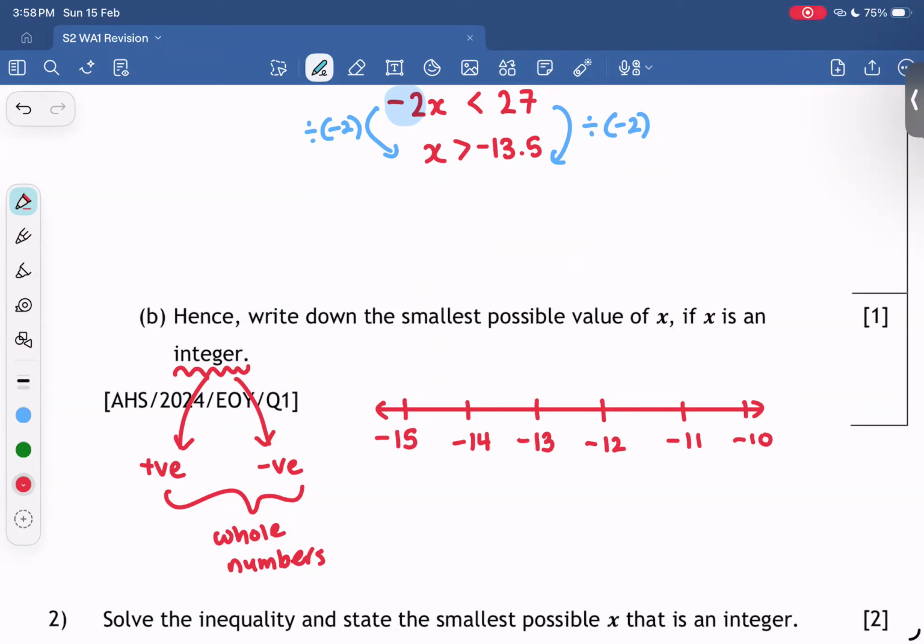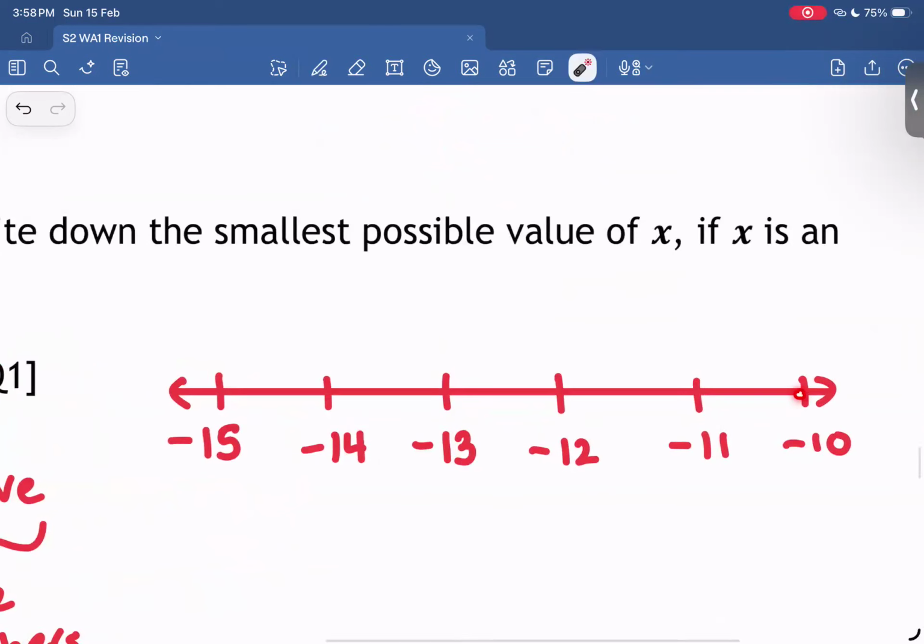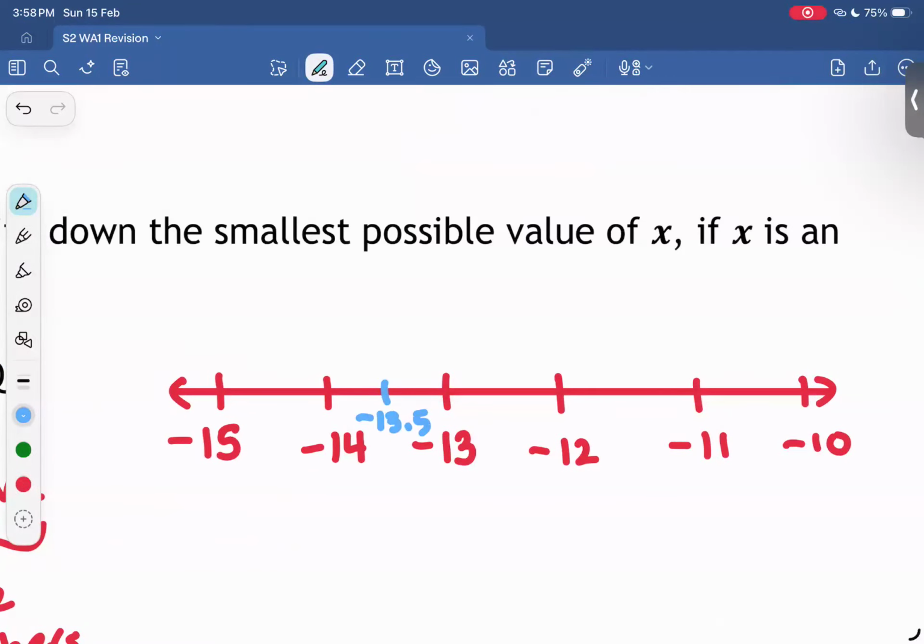Now let's locate where negative 13.5 is. Let's see. From negative 10, it will be negative 10.5, negative 11, negative 11.5, negative 12, negative 12.5, negative 13, and negative 13.5 over here. So I'm going to just write down negative 13.5 like that.